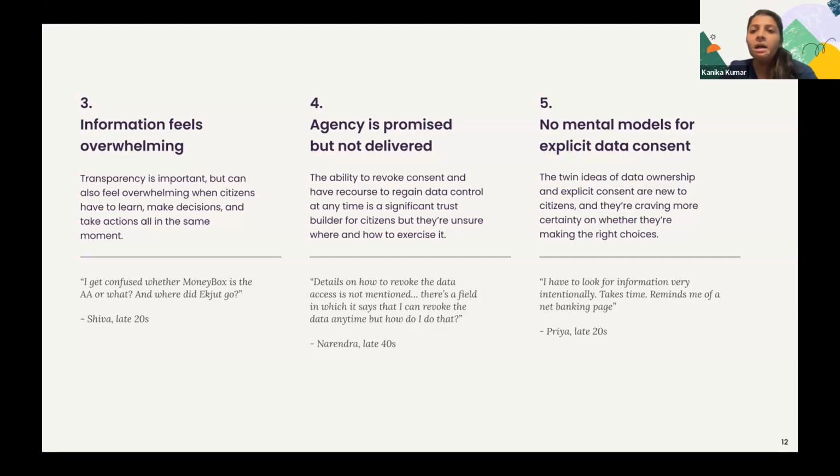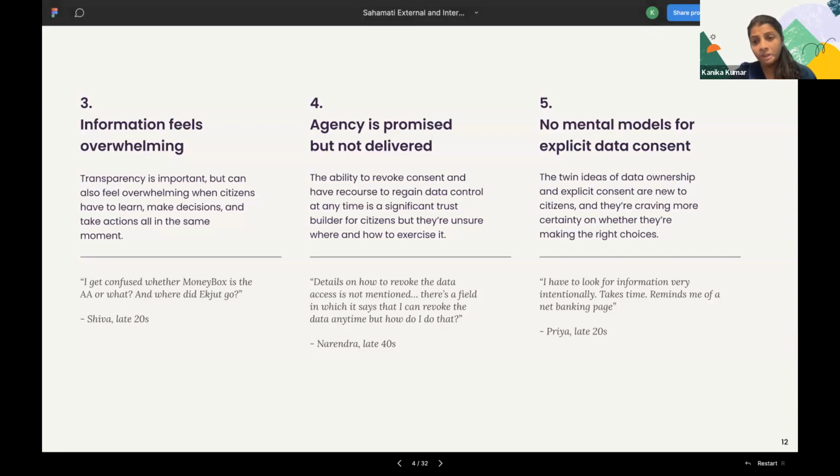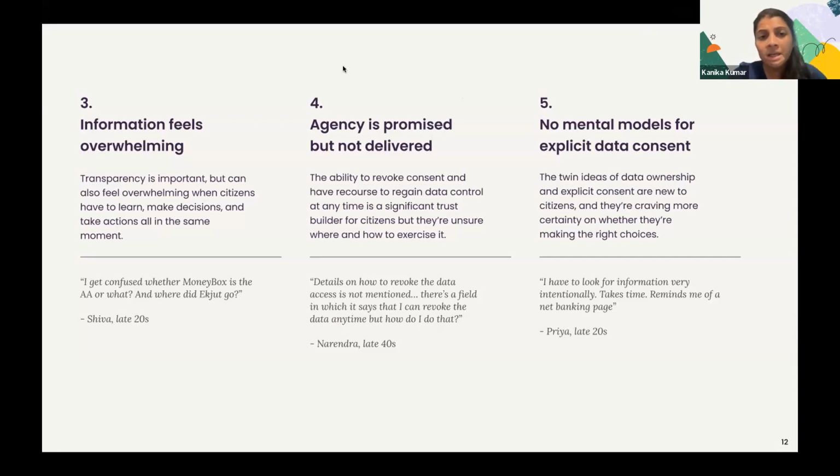And finally, I touched upon this, but this has to do with mental models around data consent and data sharing. So the idea of owning your data and having agency and control over it is quite alien to, in fact, most of us. We don't always actively think about it. And so it tends to create some level of stress and anxiety around what this really means and what it entails.